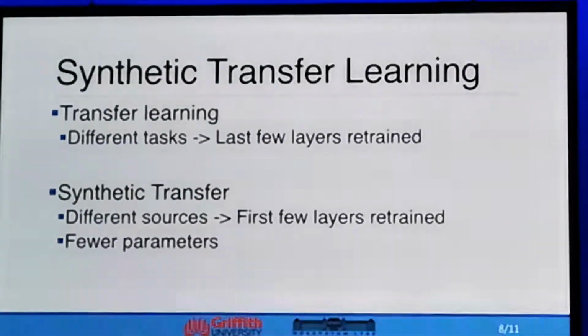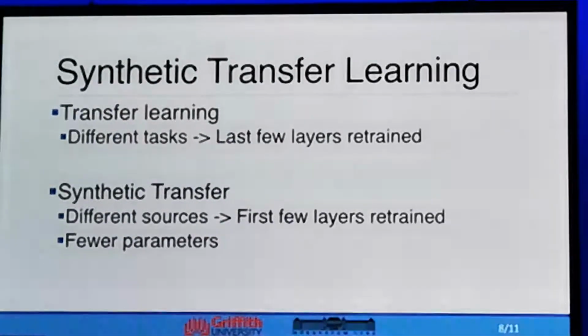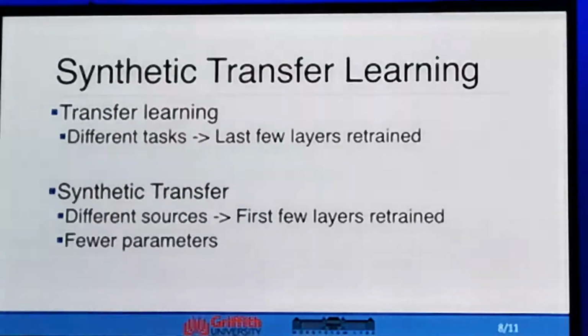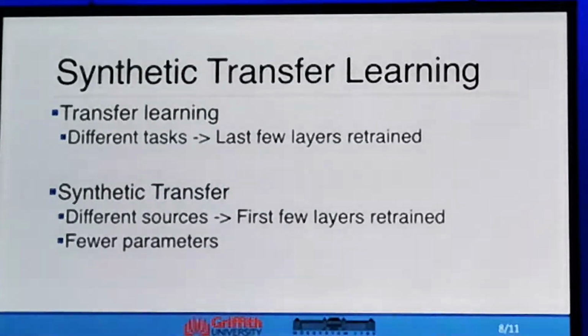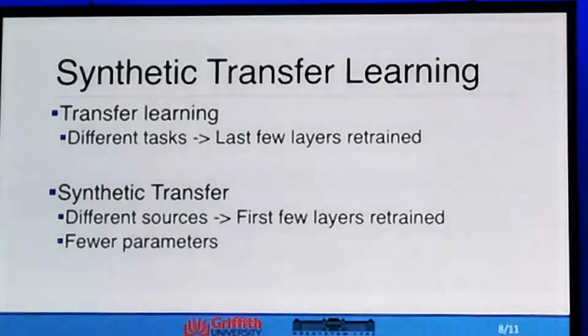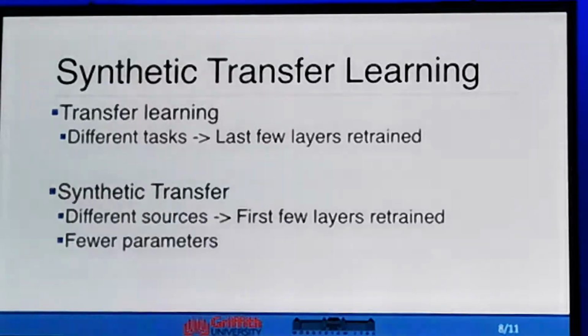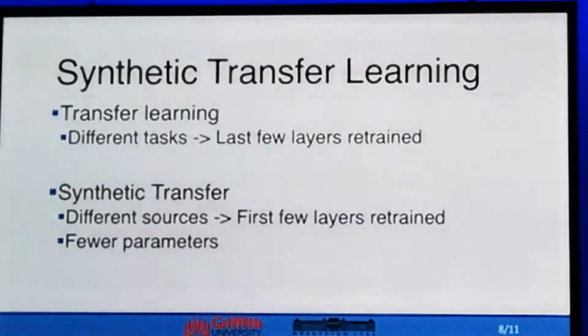Now, in this case, our problem is slightly different because we have the same task, just different input sources. So instead of retraining the last task-specific layers, we are retraining the first couple of input-specific layers of the network, and then we fine-tune the rest using the dataset, with a smaller learning rate. And one good thing with this is that usually on most neural networks, the first few layers have much fewer parameters than the last couple of layers.